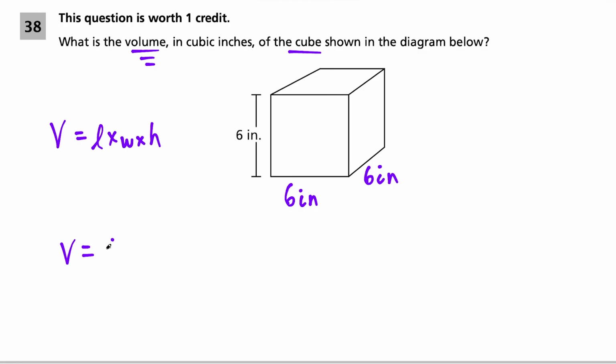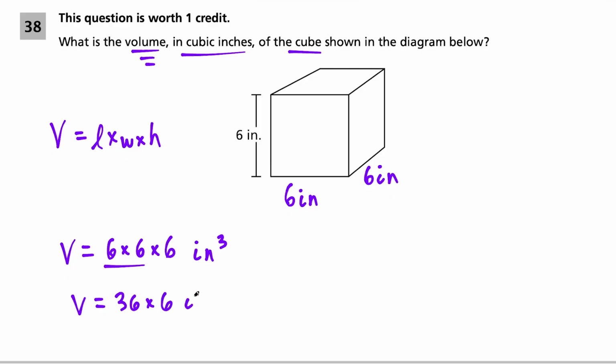So I'm just going to do 6 times 6 times 6. And the units here are cubic inches, but we don't actually have to write it when we're showing our work. We could just write this at the end. But the way we write cubic inches is we write inches to the 3rd power. So now, first I would do 6 times 6 is 36. So this is going to work out to 36 times 6, and then we have cubic inches.